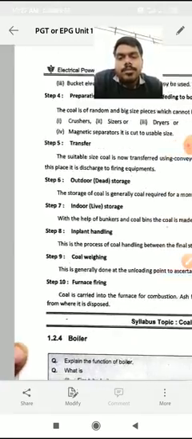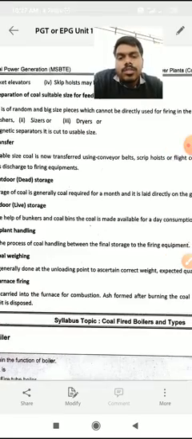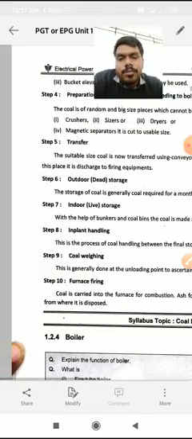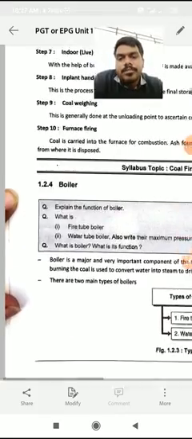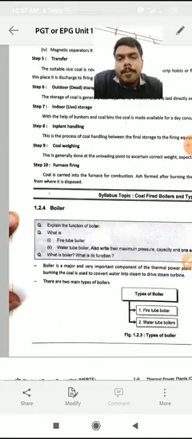In-plant handling is the process of handling between the final storage and the final firing equipment. Coal weighing, furnace firing, so these are the steps. Next one is the boiler.